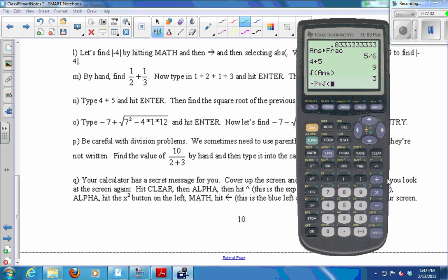Just press clear. So it's right in the upper right area. You can clear everything if you want. So -7 plus the square root of 7 squared minus 4 times 1 times 12. Enter. And we get -6.